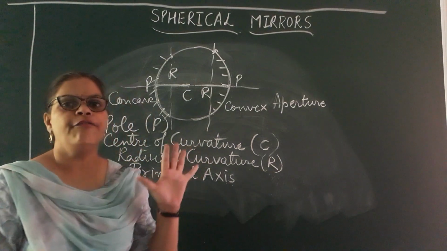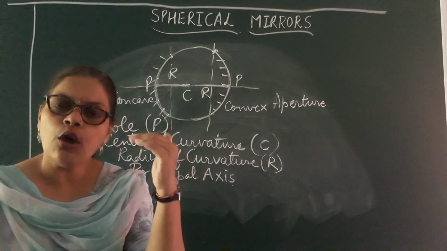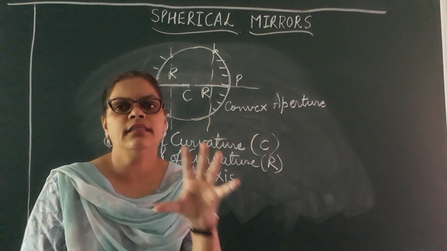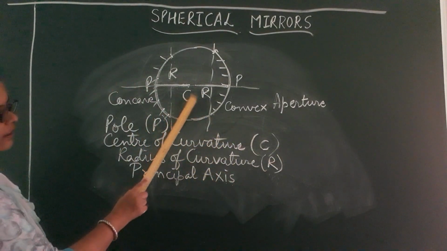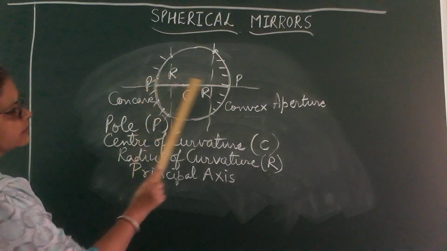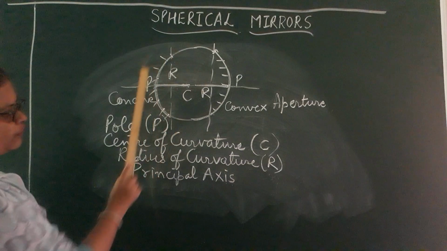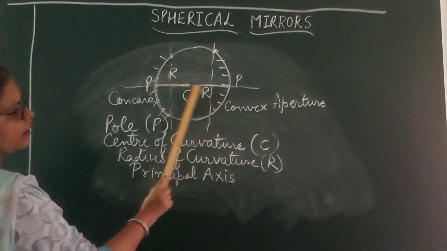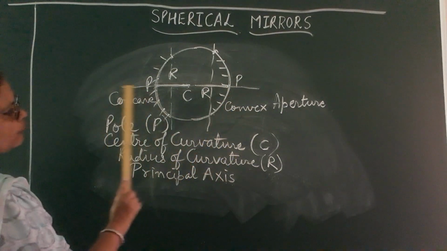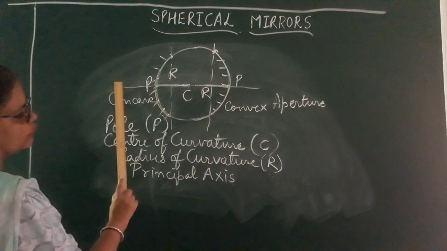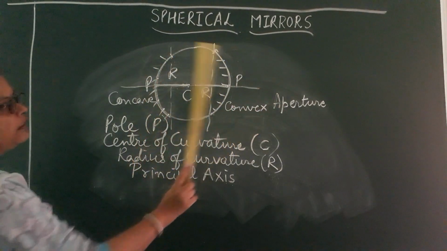Okay children, so there are 5 definitions which you have to keep in mind, and you should also be able to identify these points on the diagram. That's why I have supported these points with the help of a diagram. One is the pole, that is the rough geometric center. Then is the center of curvature, which is the center of the sphere. Then is the radius of curvature, the line joining the pole and the center of curvature. Principal axis, the straight line passing through the pole and the center of curvature. And finally the surface on which the incident ray can strike is the aperture.